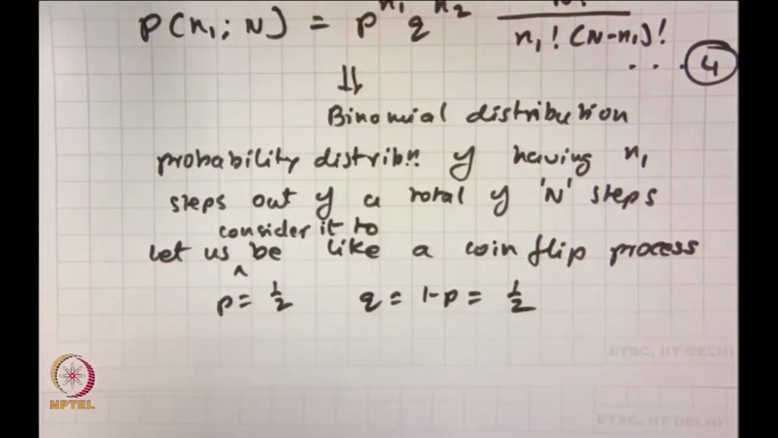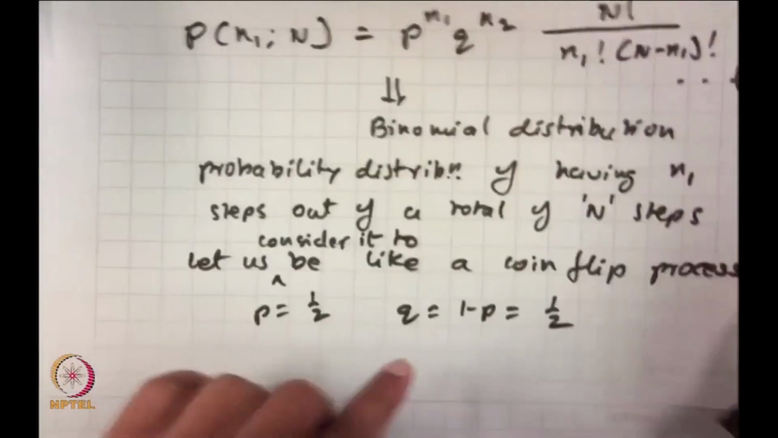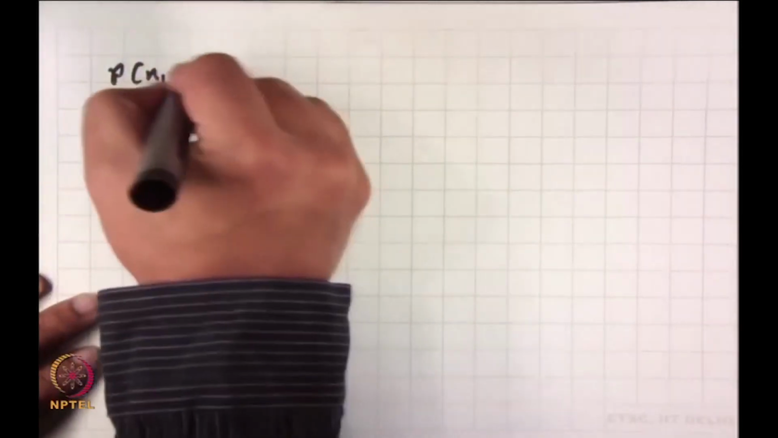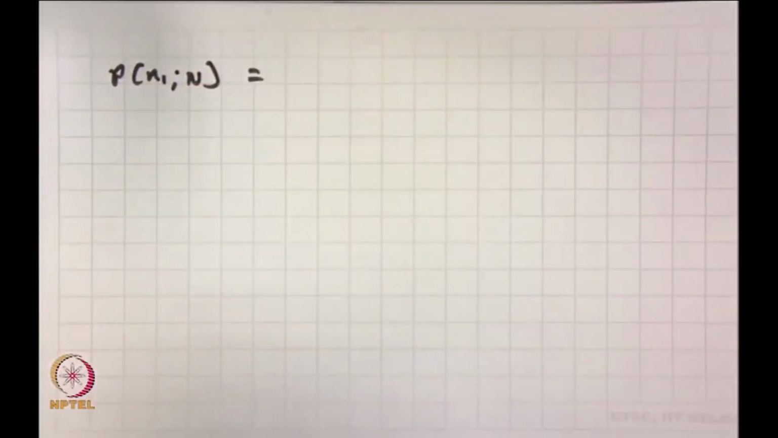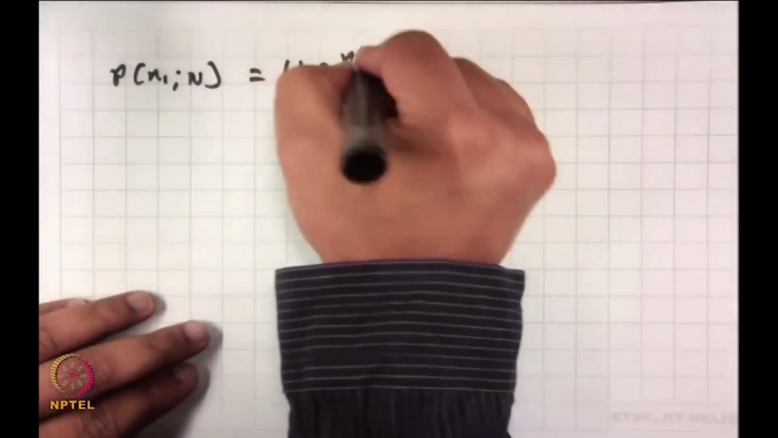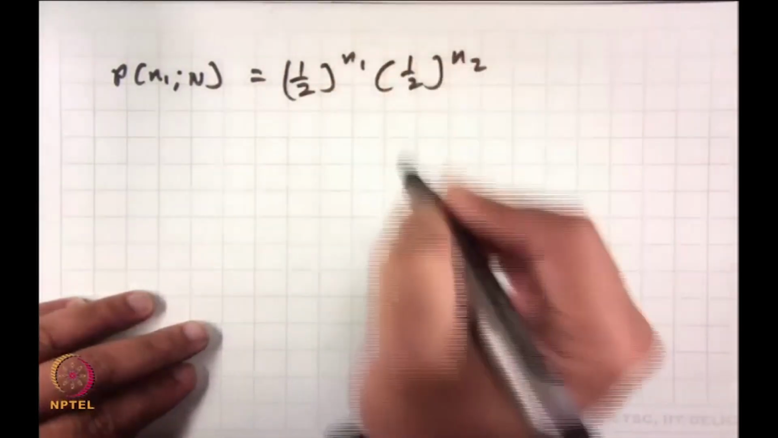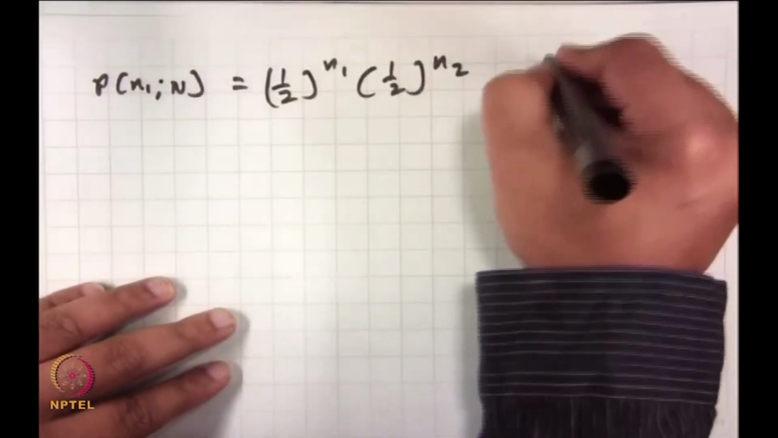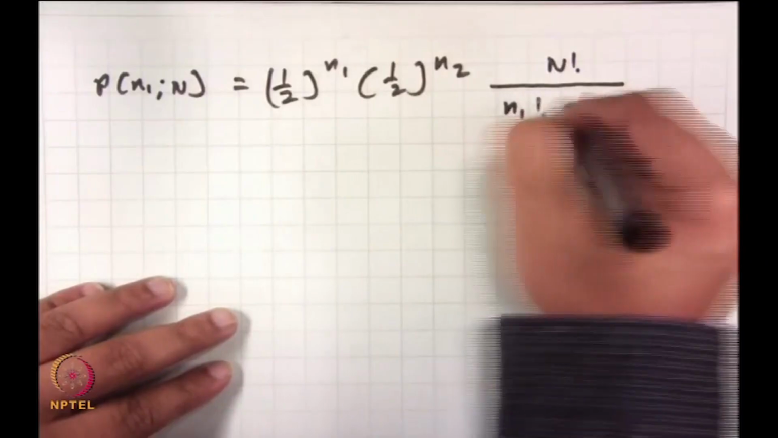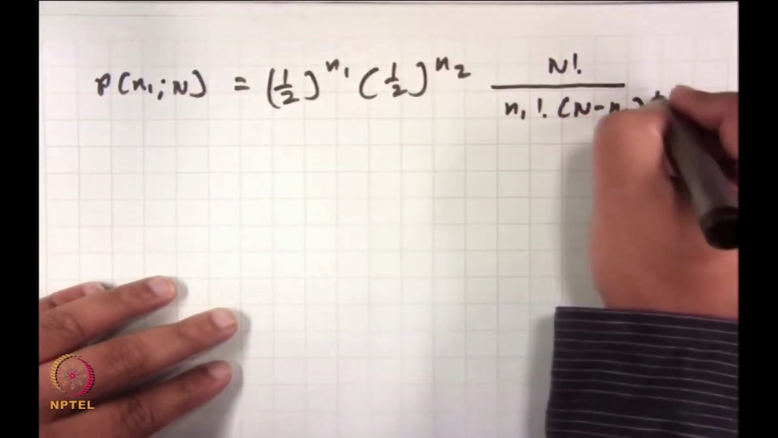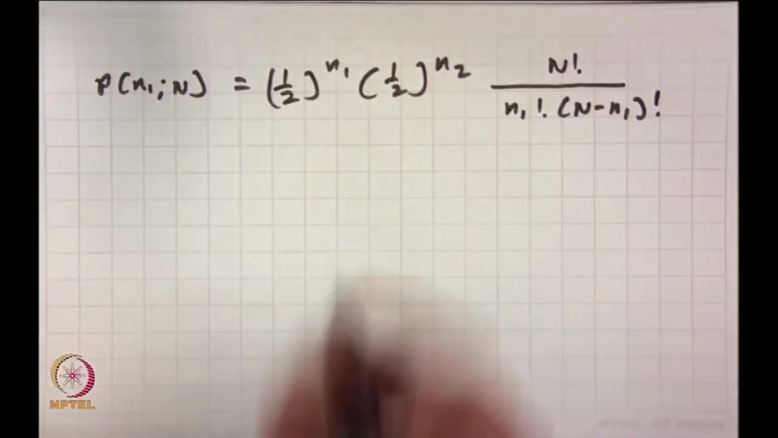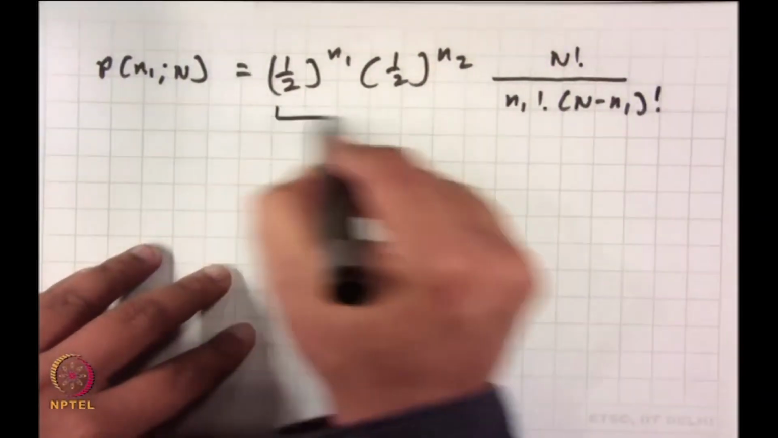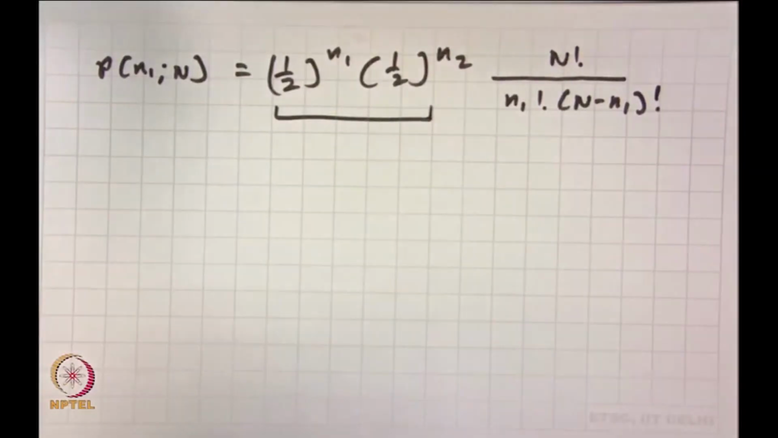Remember, I am trying to simplify it, and there is no problem in doing this. Now, once I do this, you put this in equation 4 and see what happens. Then p(n1) is equal to, see I have p to the power n1, q to the power n2, then it would be half to the power n1, half to the power n2, then my factorial form, factorial. Now, if this is how we write it, what about this term? What would it simplify to? Half to the power N, isn't it?